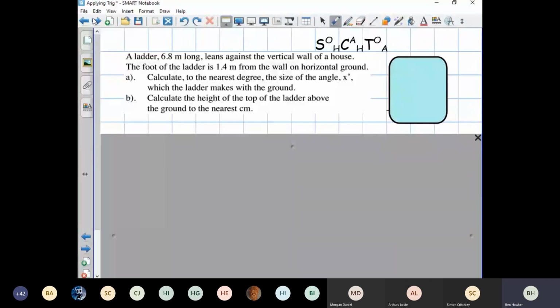Have a read through it, think about what your diagram is going to look like. I'll reveal the diagram in about 20 seconds. I'm going to give you about 2 minutes, and then we'll ask for some solutions and see if we agree with my solutions. If you disagree, that's absolutely fine. We'll have a discussion about it.